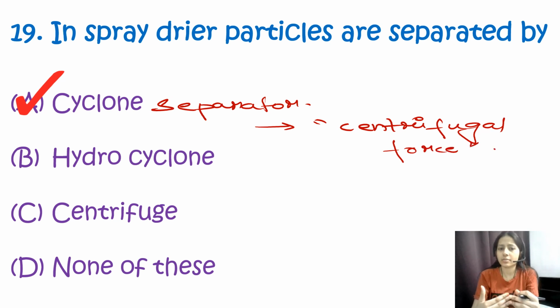Now the centrifugal forces are generated by high velocity air streams to separate the particles from the air streams. Now we know the heavier particles are thrown outwards and collected at the bottom of the cyclone, while the air exits at the top of the cyclone separator. So over here the correct option is my A, that is cyclone separator.